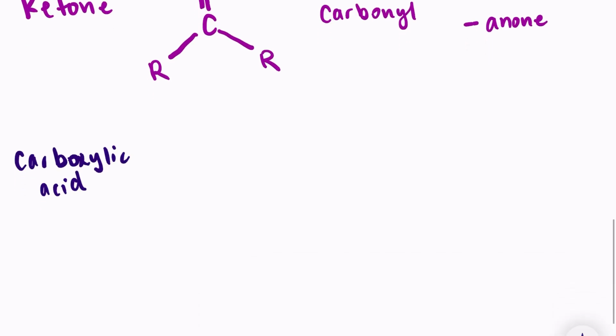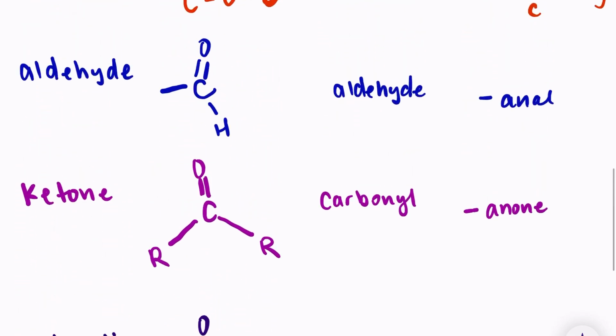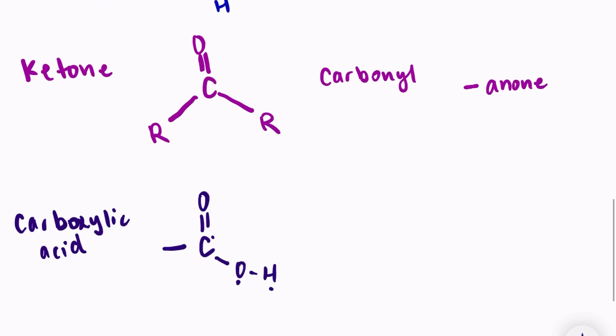Carboxylic acid is next on our list. And carboxylic acid looks very similar to an aldehyde. So we have our carbon with our double bonded oxygen, but then we actually have an OH group. So it's kind of like an aldehyde and an alcohol mixed together. We have our double bonded carbon, an oxygen, and our hydrogen. And just for reference, here's the aldehyde again. Notice we've just added an oxygen here off of the carbon, and then our hydrogen is on the oxygen. So double bonded oxygen and then a hydroxyl group.